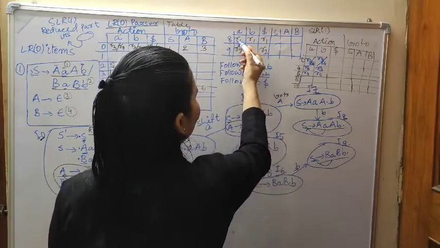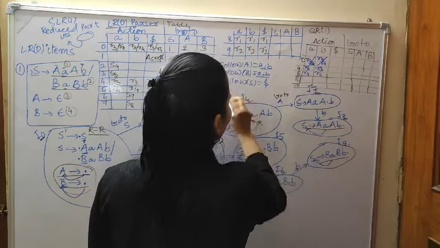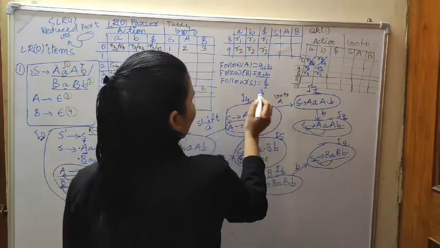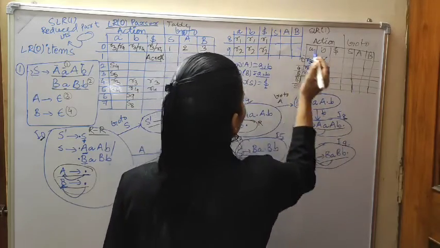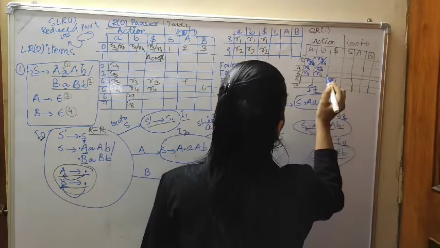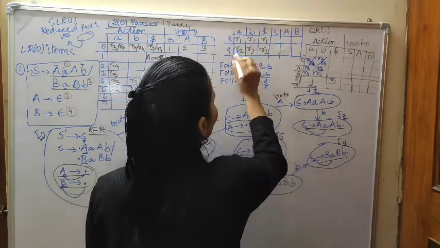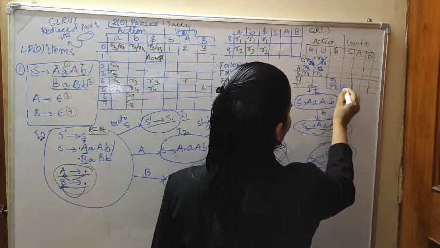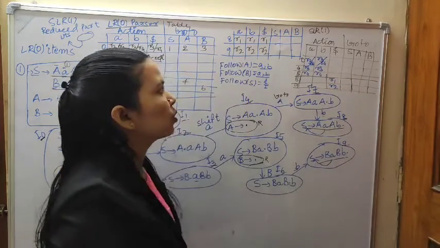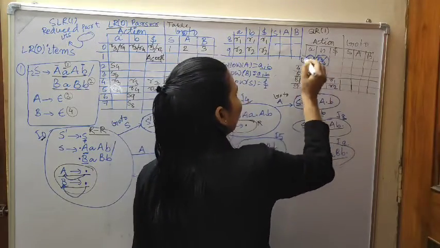Number 8. Number 8 is the reduction part. So number 8, that means follow of S. Follow of S is what? Dollar. So in the dollar place we will write R1. In number 9, follow of S. Follow of S is what? Dollar. In the dollar place we will write R2. So here also you can see that it is also a reduce conflict.